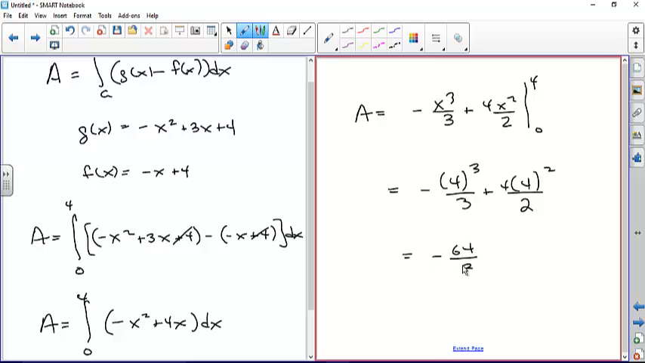So you get negative 64 thirds plus 64 halves. And if we find a common denominator, which is 6, you're going to multiply this by 2 in the numerator and the denominator. So you get negative 128 over 6. And here we get times 3, which is going to be 3, that's 180 plus 12, 192.